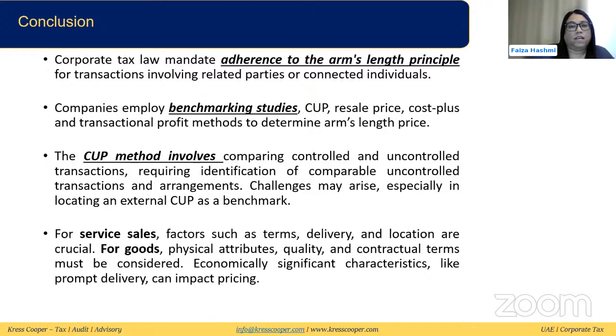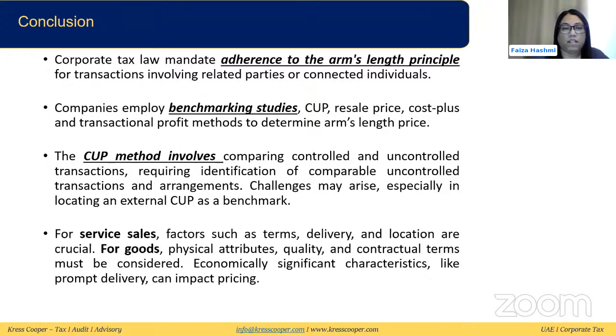So the CUP method, like we discussed, compares the transaction between the related parties, which is a controlled transaction, to one that you have been doing with a third party, which is an uncontrolled transaction, to see what the difference is. And like we said, locating the external CUP would be a challenge. So, like we said, if it's services, there might be some factors which influence the adjustment of the internal CUPs. This could be the terms or delivery location. It could be that one company wants express delivery, so the charges are different. For the same product, to give early delivery.